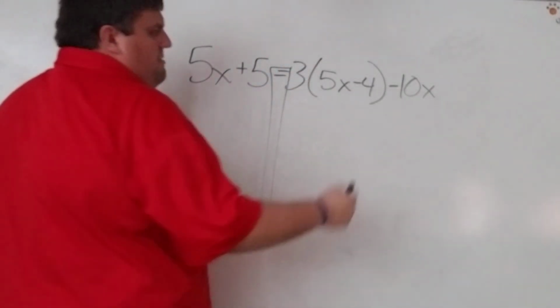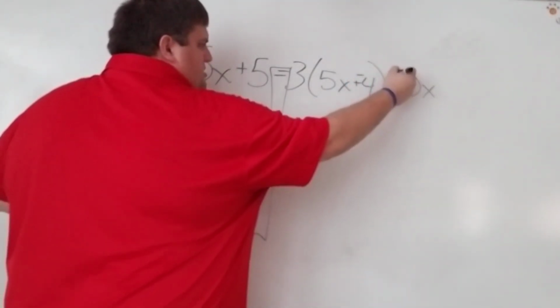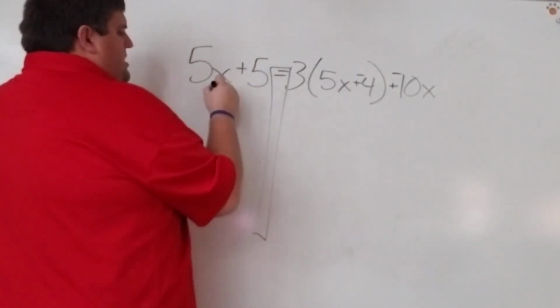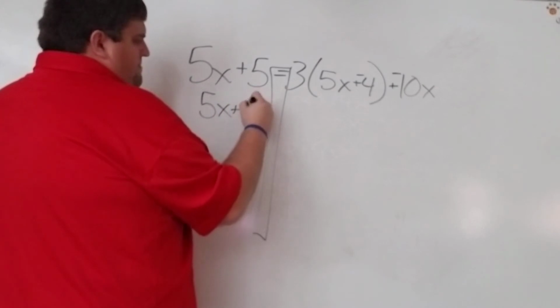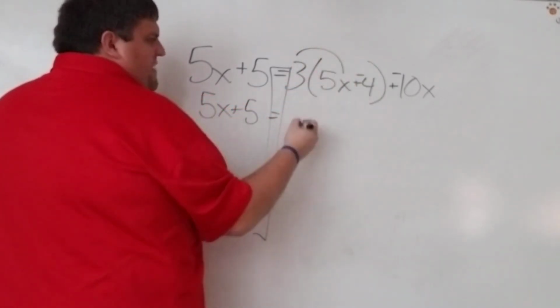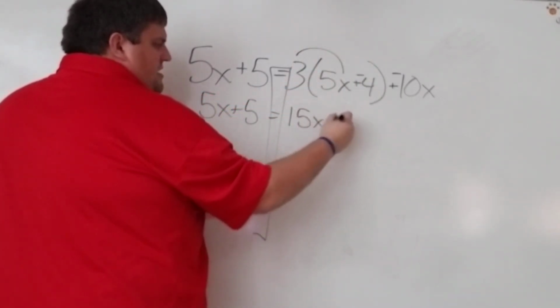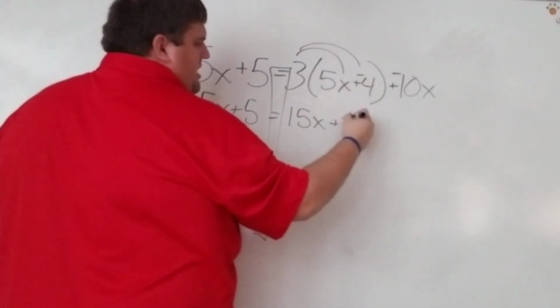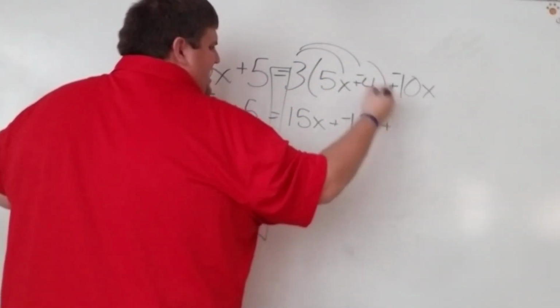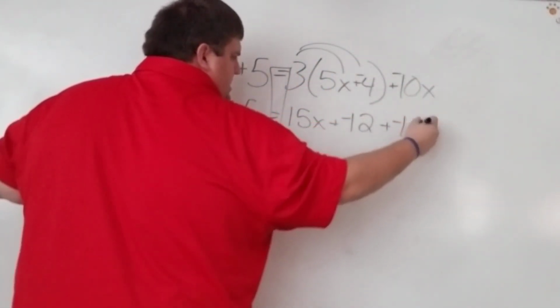So I have some distributive property. I'm going to be careful with my signs. Those minuses and negatives are the same, so the sign stays the same. 3 times 5x is 15x. 3 times negative 4 is negative 12. And we don't do anything to negative 10x. It just stays the same.